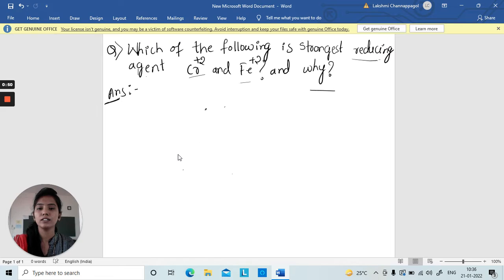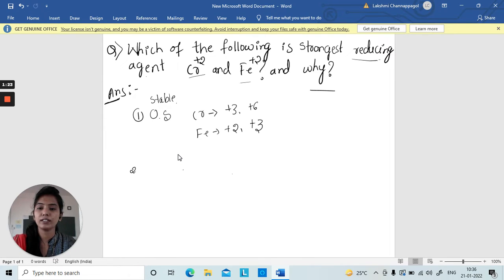They have given two reducing agents, chromium plus 2 and Fe plus 2. Among these two, which one is the strongest reagent? This concept can be explained based on three factors. First, I will write the first factor, that is the stable oxidation state. The stable oxidation states of chromium are plus 3 and plus 6, and of Fe are plus 2 and plus 3.